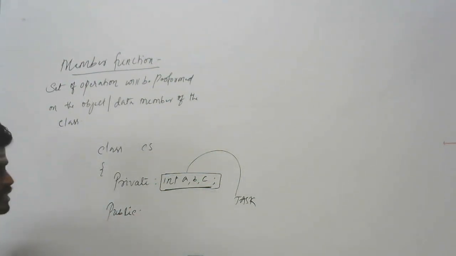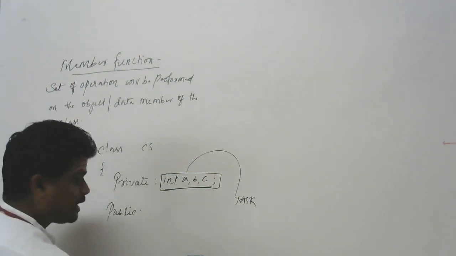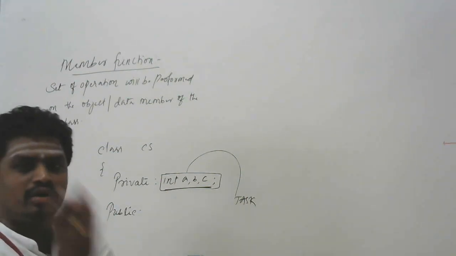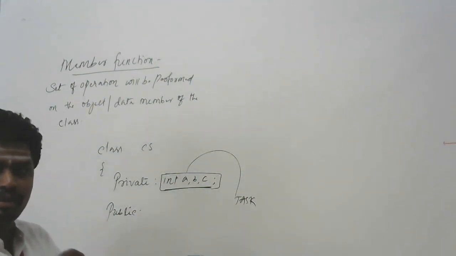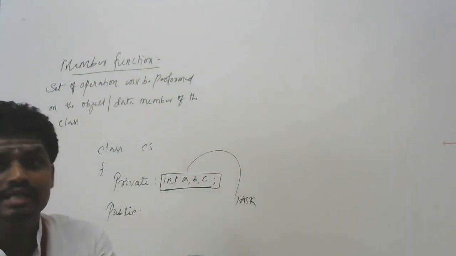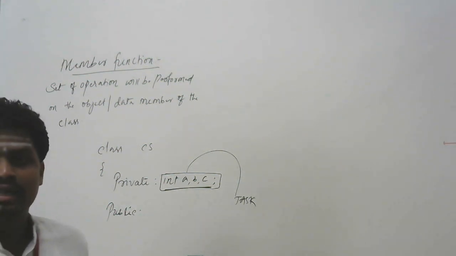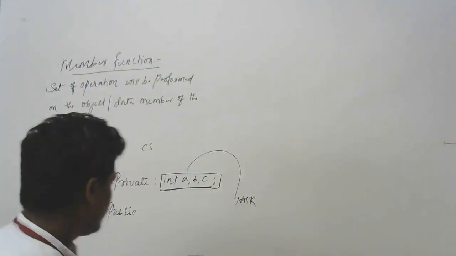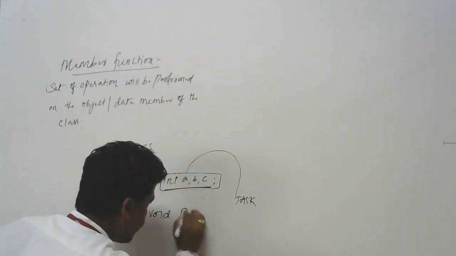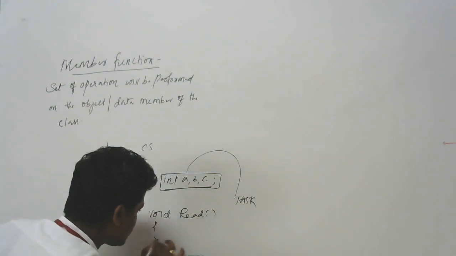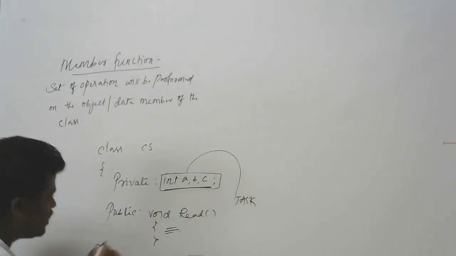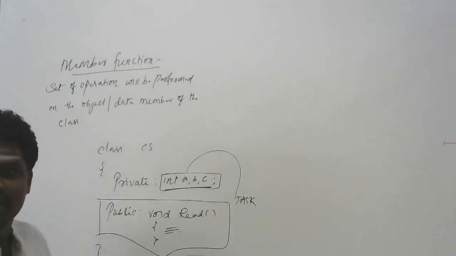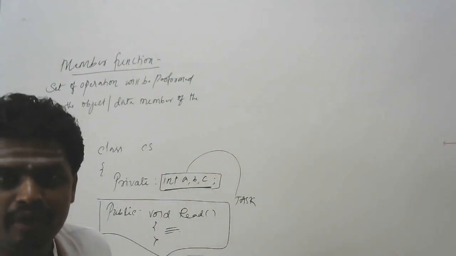How have we called the member function? Inside the access specifier public. As I have told, the property inside private cannot be accessed. So if you want to access the member function outside the class or by any other class, then you are supposed to define that member function inside public only. I have declared void read, right? Some operation I have performed here. This complete body is said to be a member function.